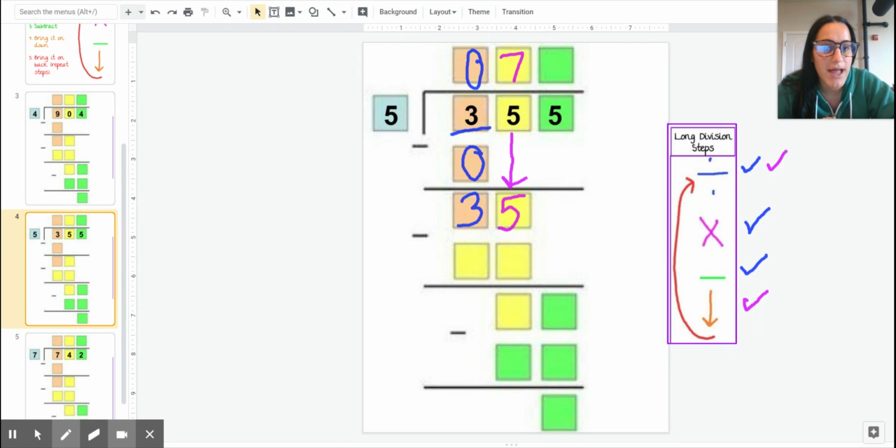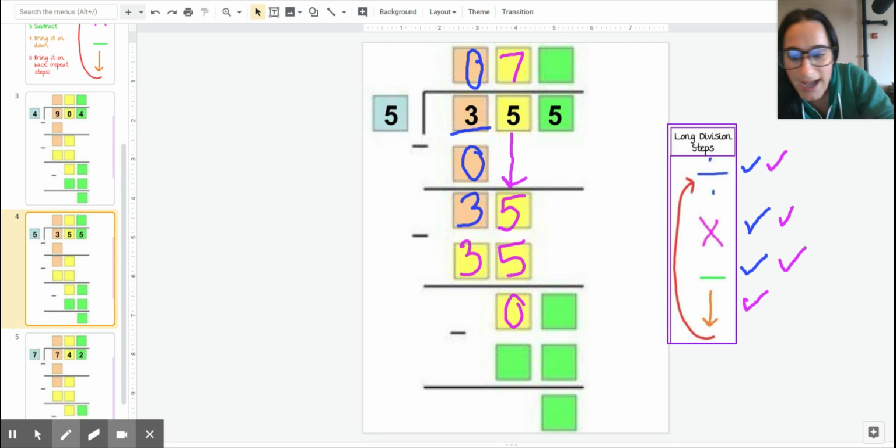Now I need to multiply. 5 times 7 is 35. Check off that we've multiplied. Now I need to subtract. 35 minus 35 is going to give us 0. So I'm going to check off that we've subtracted.